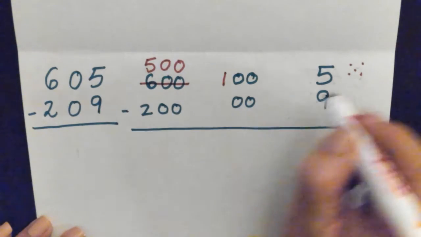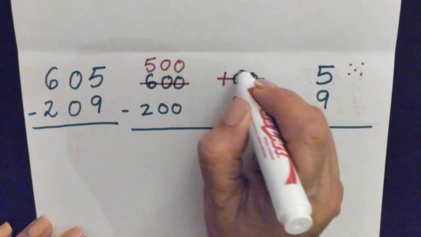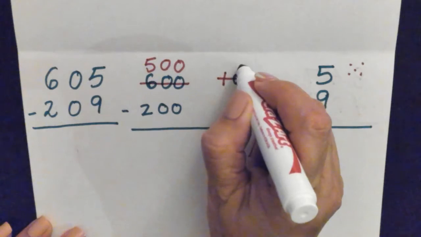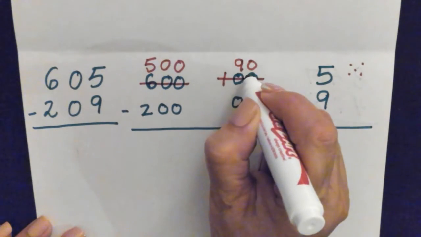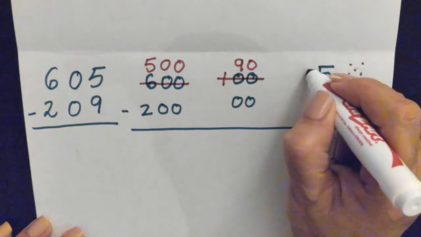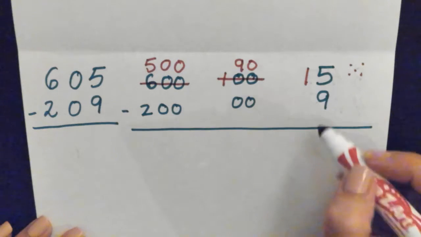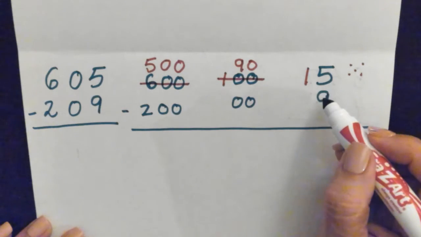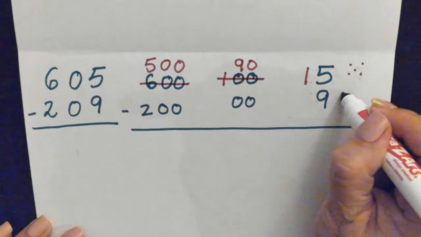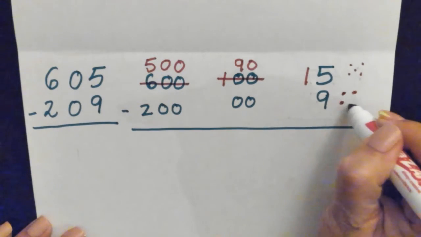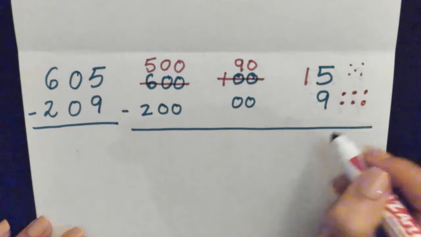Oh, but we still have to, the ones place needs to borrow. We have 90 because 100 minus 10 is 90. And we'll put the 10 right over here. Okay? Now we can subtract. Again, if you don't know that 15 take away 9 is 6, let's see. 9, 10, 11, 12, 13, 14, 15. See, I was right. 6.